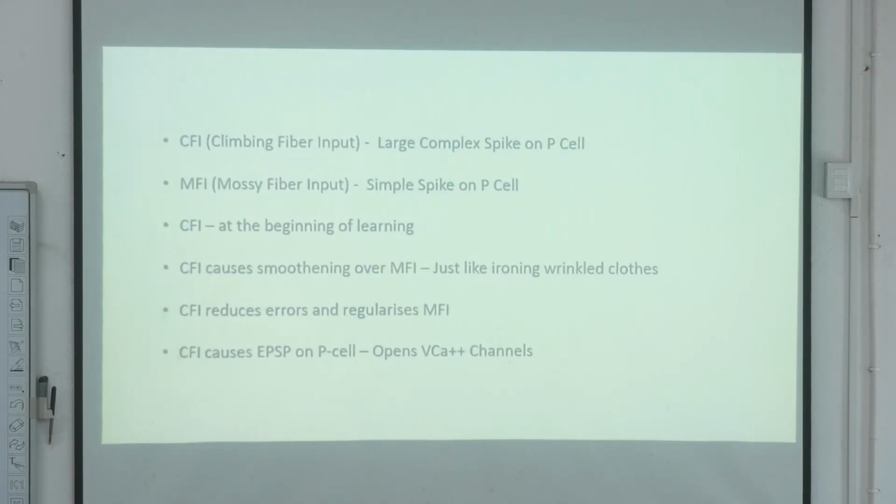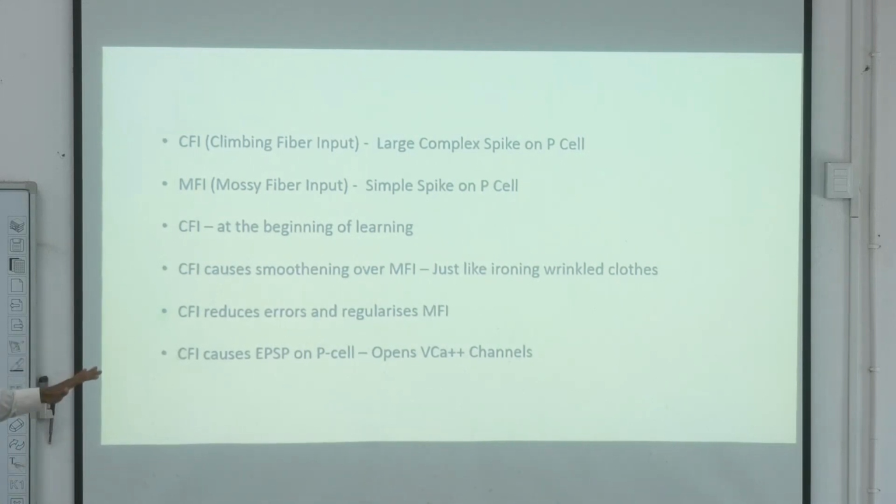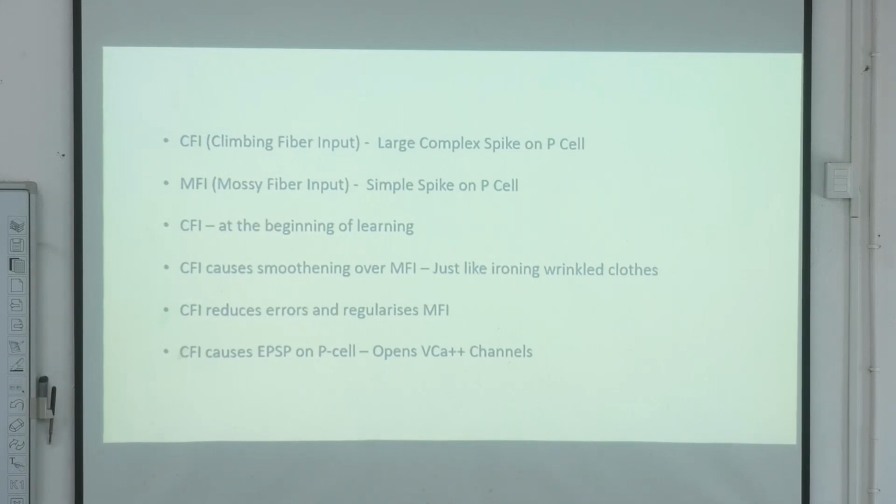So see this, CFI or climbing fiber unit input, it causes large complex spike on the Purkinje cell, and MFI, Mossy fiber unit, it causes simple spike. CFI is at the beginning of learning, তারপরে আর CFI কোনো কাজে লাগে না। আমরা যখন শিখছি 1 দিন 2 দিন 3 দিন 4 দিন, সে ফর এক্সাম্পল 10 দিনে আমি সাইকেল চালানো শিখলাম, ঠিক আছে, তাহলে এই 10 দিন ধরে আমার CFI ইনপুট কাজ করলো, ঠিক আছে, CFI কাজ করে MFI গুলোকে স্মুথ করে দিল, ঠিক আছে। So the thing is like that.